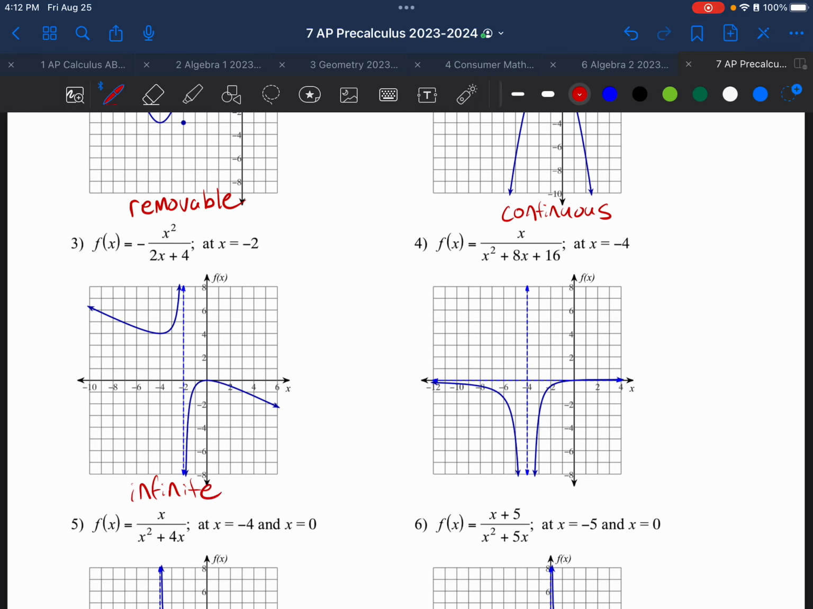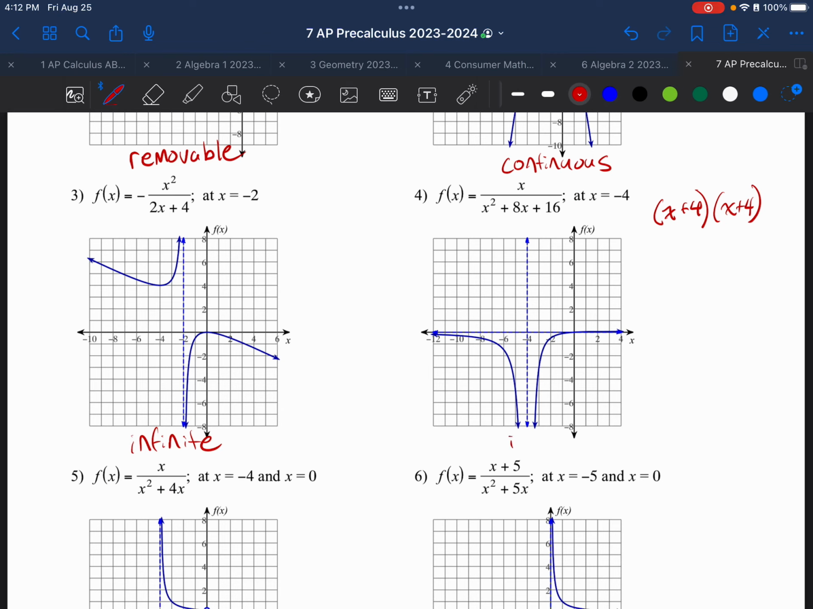Number 4, kind of the same thing. You have things in the bottom. If you set it equal to 0, you get this factor of x plus 4 and x plus 4 in the denominator, which means at -4, that'll make the bottom 0, which is a bad value, and therefore we have another infinite discontinuity. I can say these words, I promise.